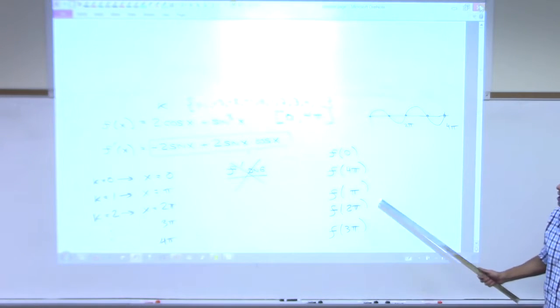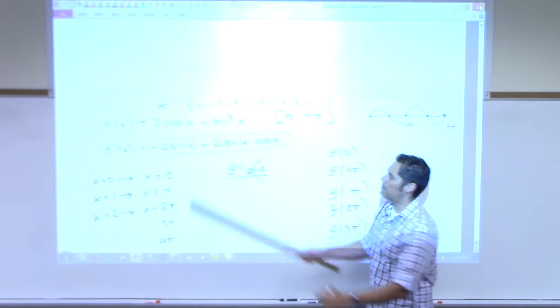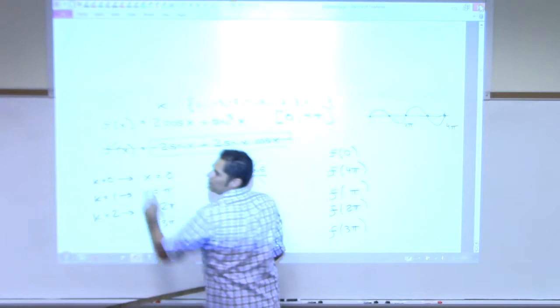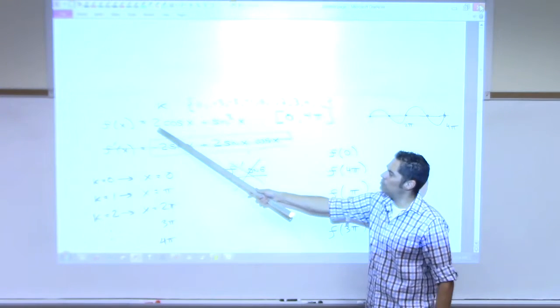This should be pretty straightforward. Cosine of 0. And remember, we're not plugging into the derivative, right? Into the original. Cosine of 0 is 1. 1 times 2, 2.